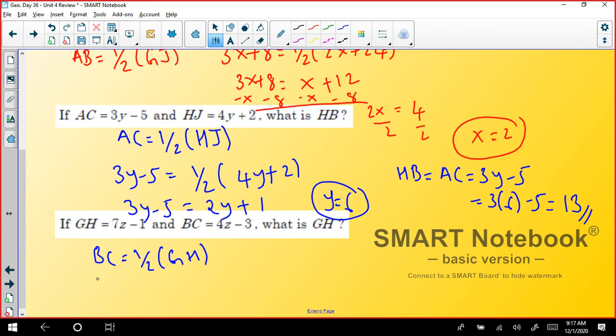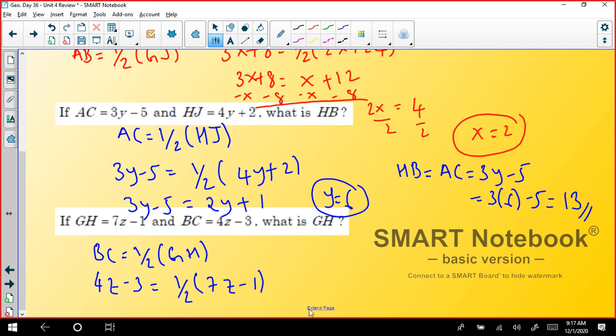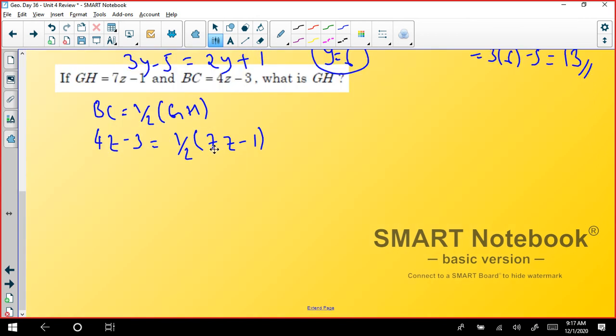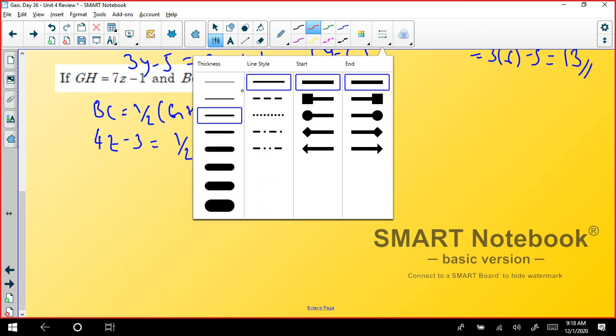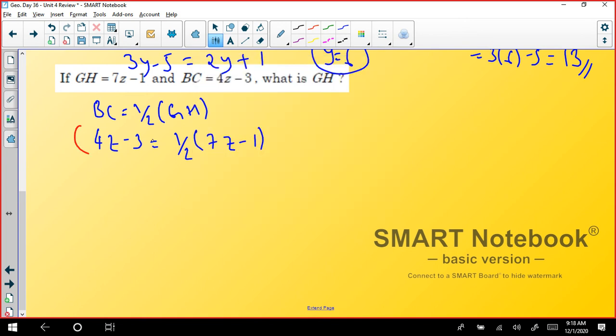So 4z minus 3 equals half of 7z minus 1. To make my work simple, instead of dividing here as these are not divisible, I will multiply by 2 all throughout. Multiply this whole thing by 2 and this whole thing by 2.